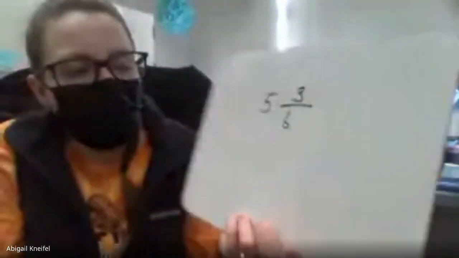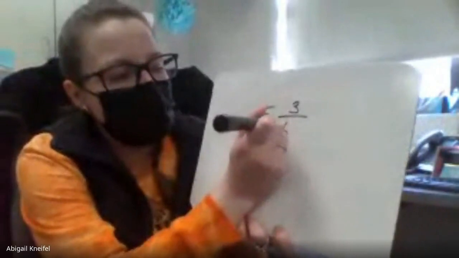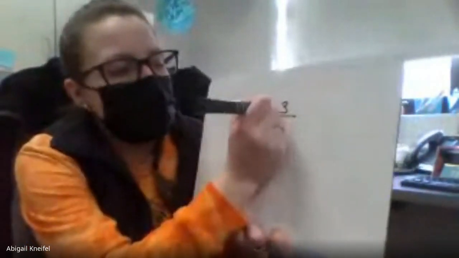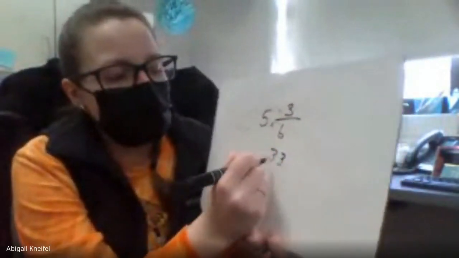All right, show me your boards. We should have done 5 times 6, which is 30, plus 3, 33/6. You should have gotten 33/6. Looks like everyone has the right answer. All right, friends. Now comes the harder part. We're going to do mixed number times mixed numbers.